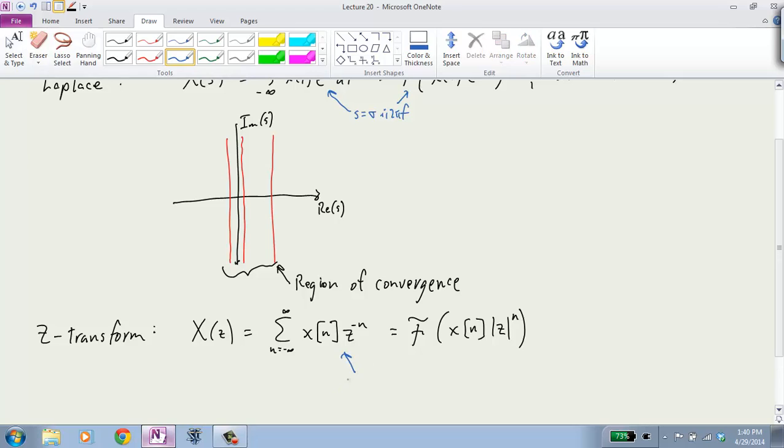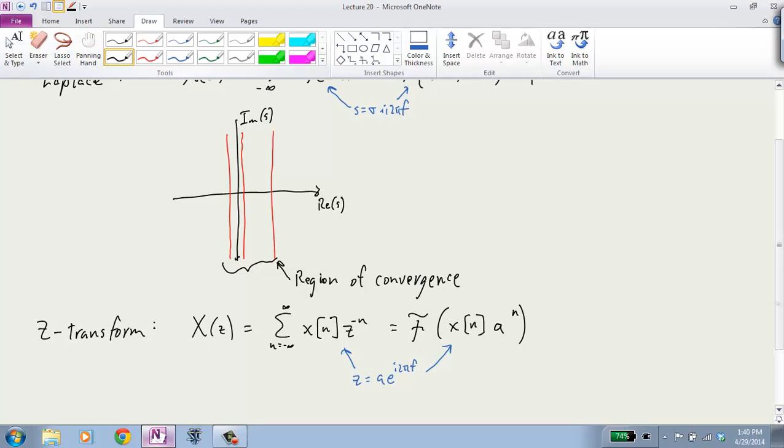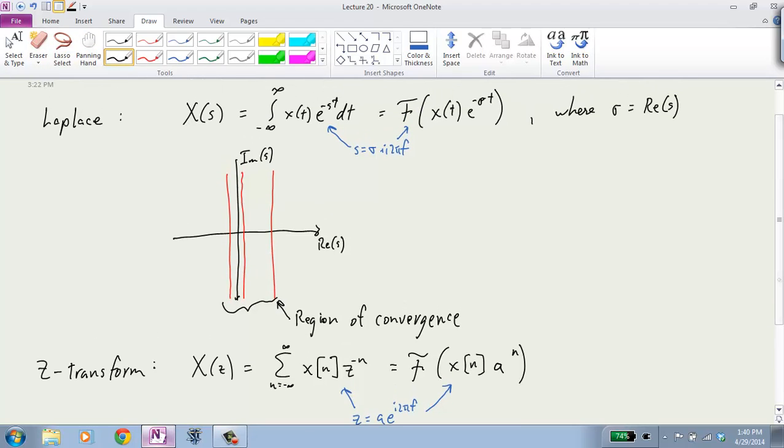Down here, what we mean is if we let z equal, let's say, a e to the i 2 pi f, then we get this equivalence with the Fourier transform because the magnitude of z now is a. So we can put a to the n there. Now you notice that one of the main differences between the form of the Laplace transform and the z transform is that here our parameter is in the exponent in the Laplace transform, and here it's in the base.